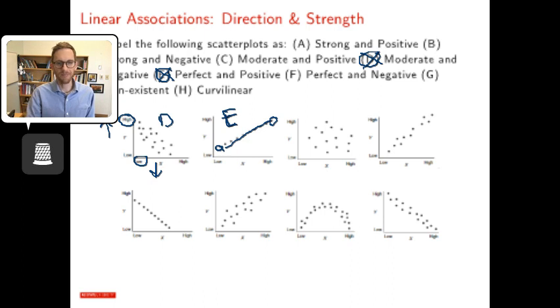Okay. For this next one, it just sort of looks like a cloud, right? If I were to draw a cloud around this, the cloud doesn't seem to have much of a relationship. So I would say that that is G, non-existent.